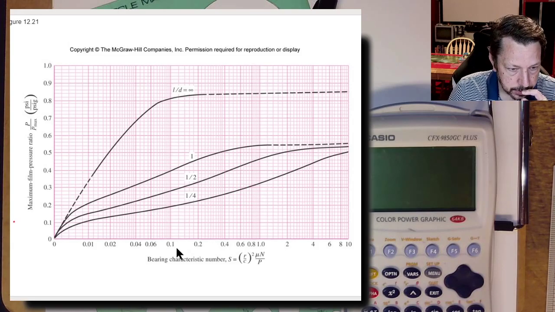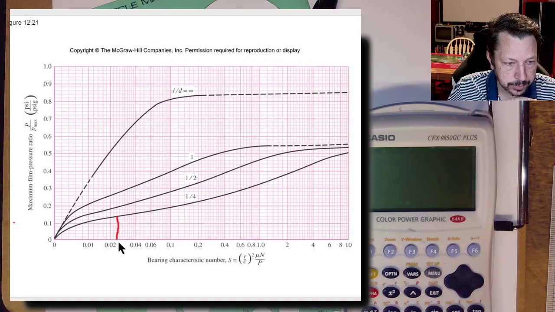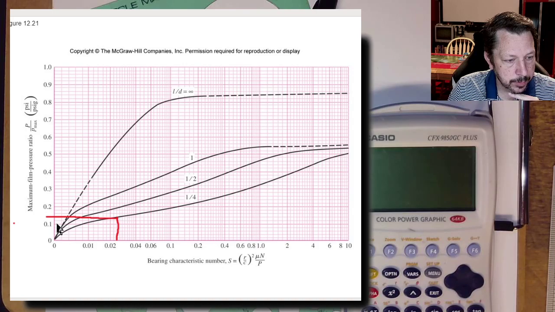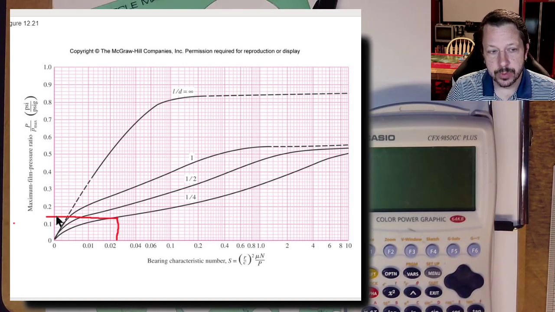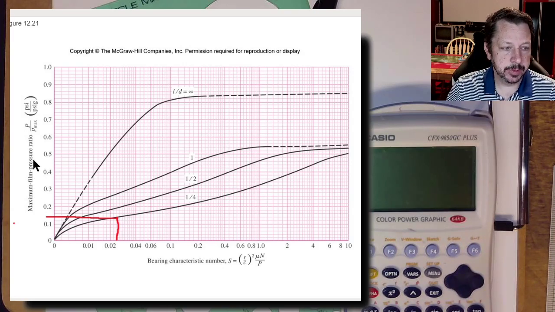So 0.025 is going to be, there's 0.2, there's 0.4, 0.3 is in the middle of that, 0.25 is in the middle of that, so we're right here. Draw a straight line when you try to do it. This one looks like it lands right here. So there's 0.1, 0.12, 0.14. So it looks like we're at 0.14 for our maximum film pressure ratio, P over P max.